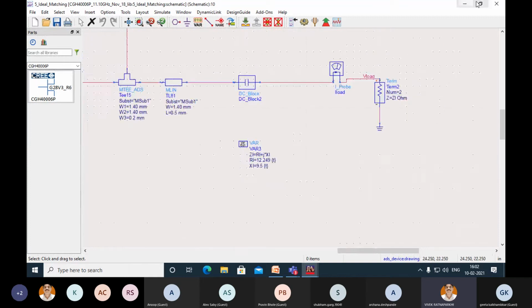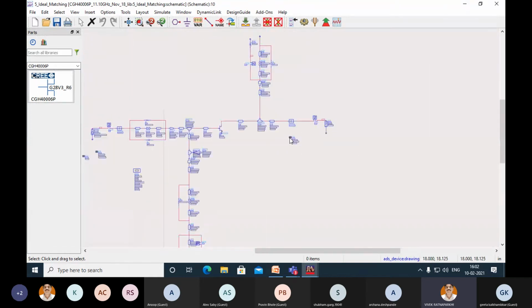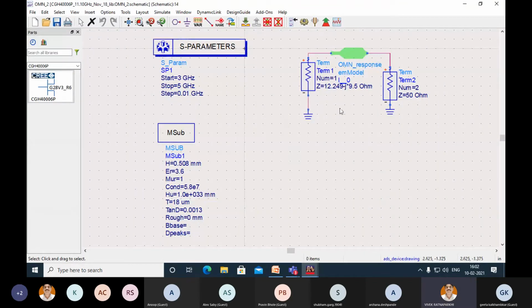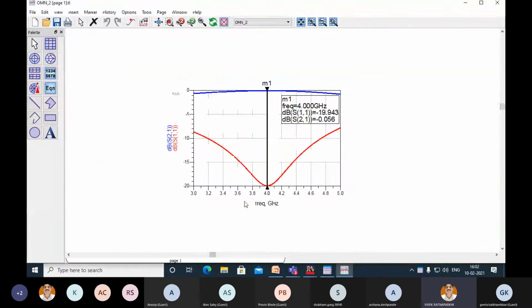If you are interested, I can demonstrate after the completion of this discussion. So this is my OMN, and the response of this OMN I can resimulate and show to you. Yeah, this is also good. Minus 19 dB is the return loss, and insertion loss is quite good, minus 0.056 dB. That should ideally be 0.